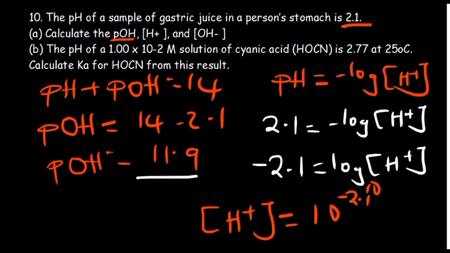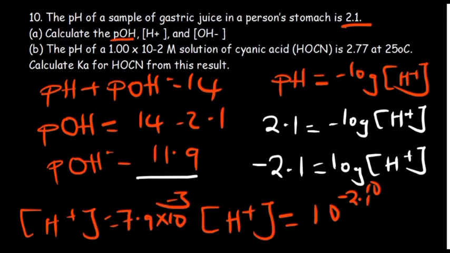Let me punch that again. What we are trying to find is 10 raised to the power of negative 2.1. What I'm getting is the hydrogen concentration is equivalent to 7.9 times 10 to the power negative 3. So that is our concentration of the hydrogen ion.